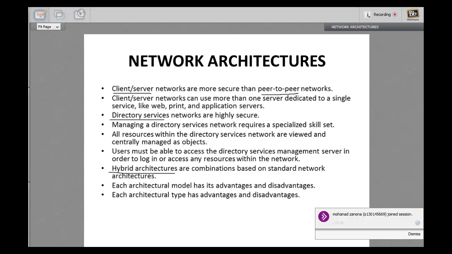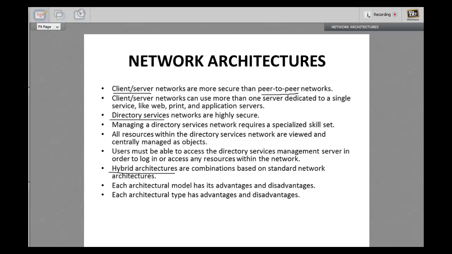All resources within the directory service network are viewed and centrally managed as objects. And the user must be able to access the directory service management server in order to log in or access any resources on the computer or the computer network.